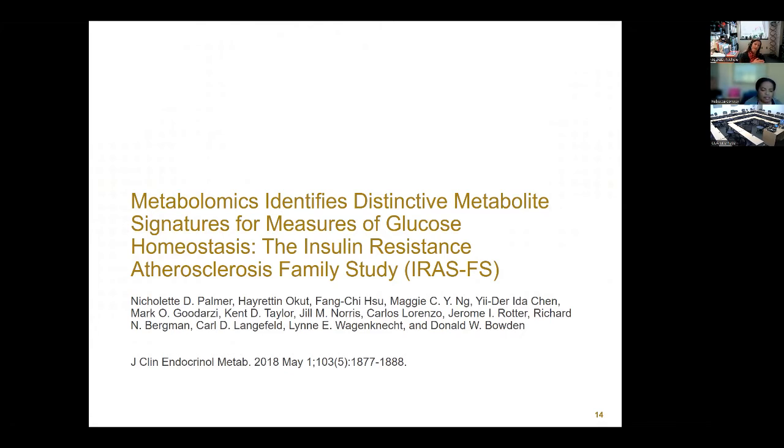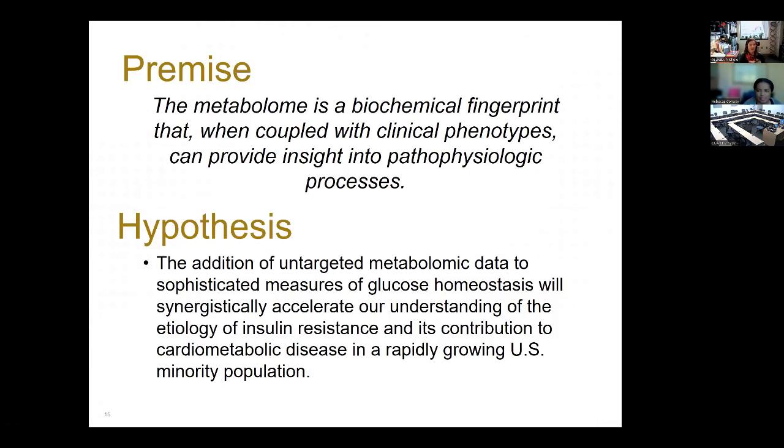And what we did in that publication is we actually compared it with those basal measures just to see what the differences really are if we looked from a metabolomic-centric perspective. So the premise of this study was that the metabolome is a biochemical fingerprint that, when coupled with clinical phenotypes, can provide insight into pathophysiologic processes. Our guiding hypothesis was that the addition of untargeted metabolomic data to sophisticated measures of glucose homeostasis will synergistically accelerate our understanding of the etiology of insulin resistance as well as its contribution to cardiometabolic disease in a rapidly growing US minority population.